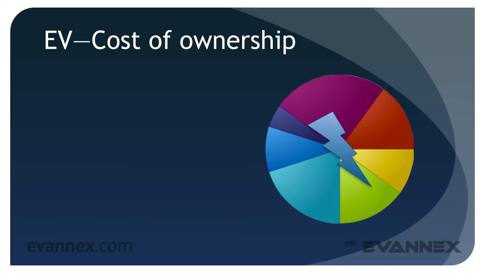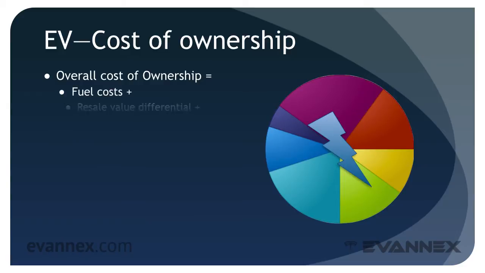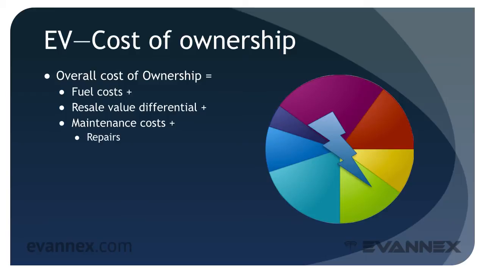In the first mini course in this sequence, we describe the qualitative aspects of EV ownership. Recalling our discussion, the overall cost of ownership incorporates fuel costs, the resale value differential between an EV and an ICE vehicle, maintenance costs, which encompasses repairs, those things that might break and need repair, and consumables, items that need to be replaced on a regular basis.